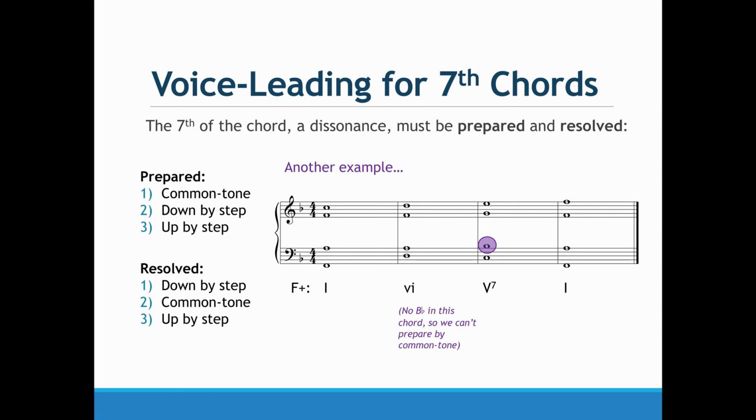So what I need to do is go down my list of how to prepare notes. My next option is down by step. So I ask myself, well, is there a note a step above the B flat that could move down to it? There is not in this chord, so then I move to my third option, preparing up by step. And that one is possible in this situation. I can start on the A, go up by step to my B flat, and then come back to my A to resolve that note. So you need to work down these lists and essentially in the ordering that's given here, according to what chord possibilities that you have on the page.